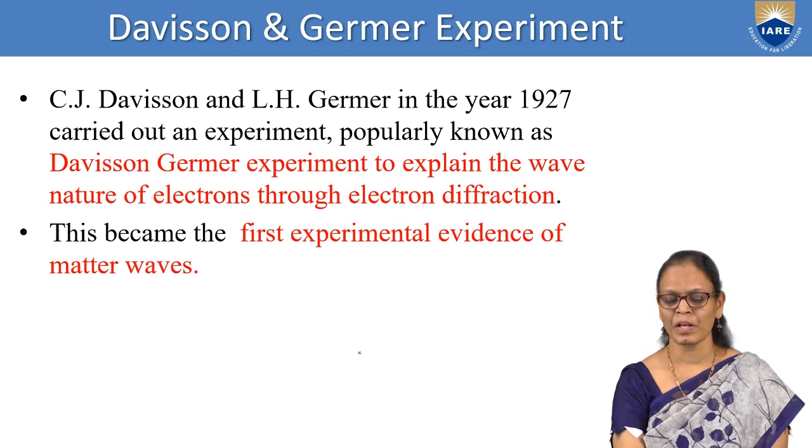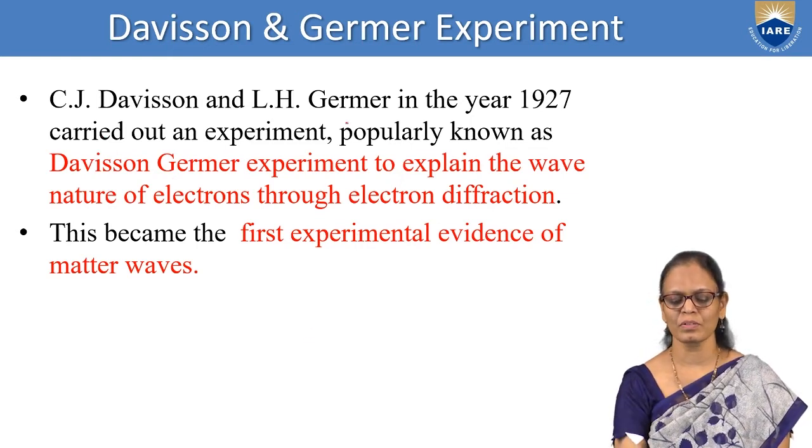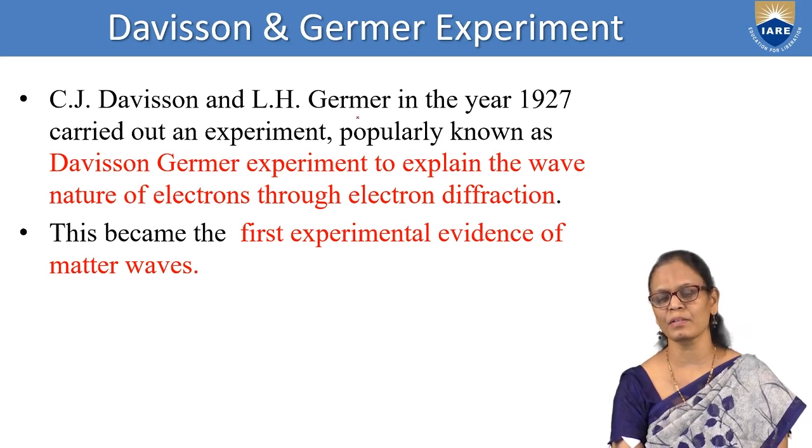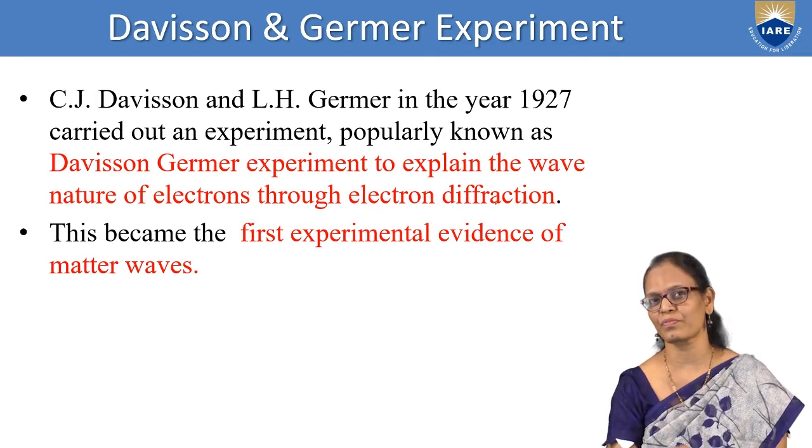Now, he collaborated with another scientist also. His name is L.H. Germer. In the year 1927, they carried out an experiment, which we now call the famous Davisson and Germer experiment, to explain the wave nature of electrons through electron diffraction.